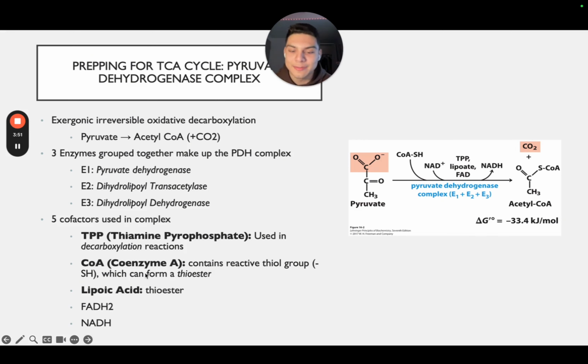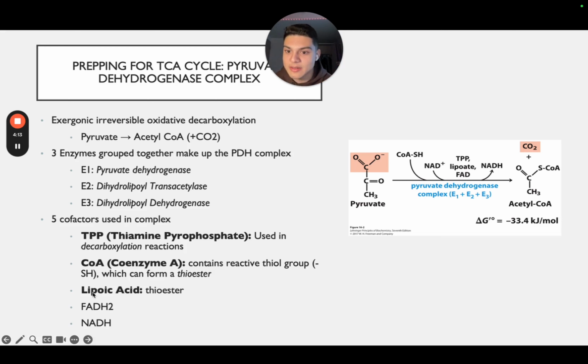Then we have CoA, which is essentially a reactive thiol group forming a thioester to our pyruvate, the other two carbons that are on this. So as you can see right here, this forms a thiol group. And this is important because thiols are somewhat energetically active, not as active as ATP, but it provides enough energy to go through the rest of the Krebs cycle. This will become important in a little bit.